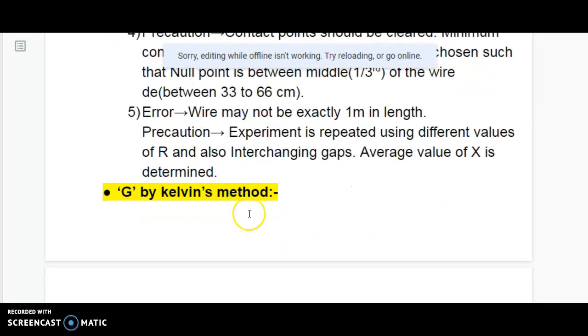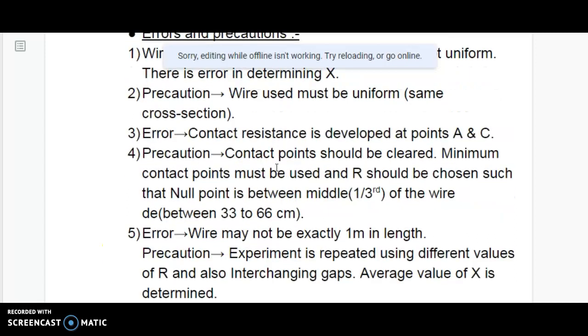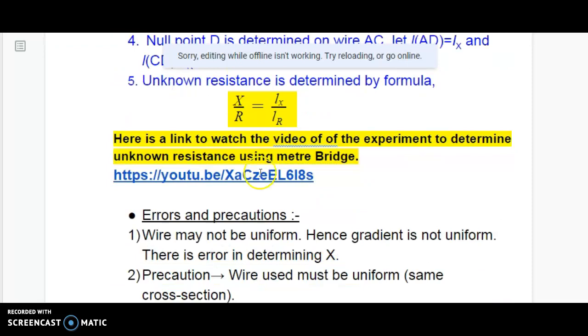One of the more important precautions is that we repeat the experiment by choosing different values of R, and also by interchanging the gaps we determine the average value of X. So hereafter we are going for another application of Wheatstone's balanced network, and that is to determine the resistance by Kelvin's method. It's popularly called G by Kelvin's method. You can also go on this link and try to see the video which shows you how we can determine the unknown resistance by using meter bridge.